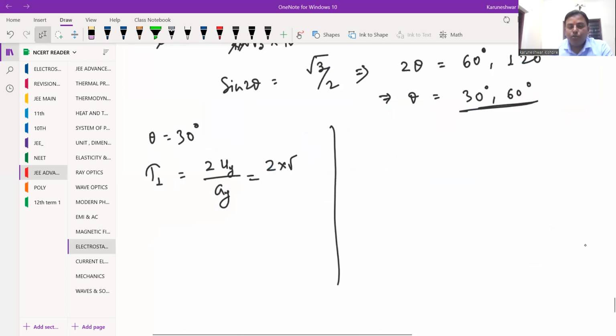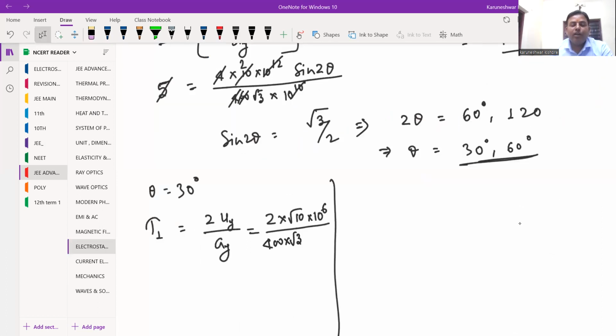So 2 into root 10 into 10 to the power of 6, divided by what is ay? Ay is acceleration along the y direction, and that we have already seen here. It will be 400 root 3 into 10 to the power 10. You can see this is what we have, the ay.